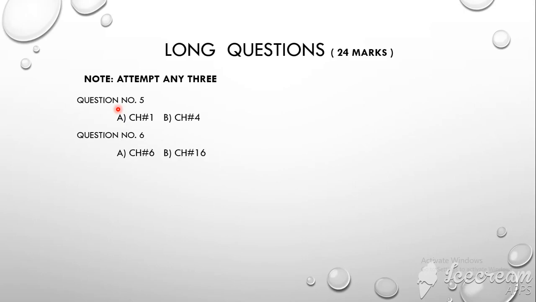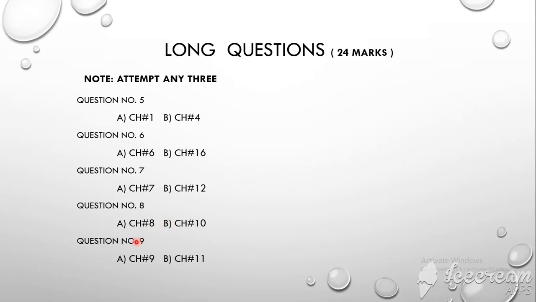Question number 6 has its first part from chapter 6 and second part from chapter 16. Question number 7 has its first part from chapter 7 and second part from chapter 12, while question number 8 has its first part from chapter 8 and second part from chapter 10. Question 9 has its first part from chapter 9 and second part from chapter 11. So you have 5 long questions, out of which you have to attempt 3 in this portion of the paper. So here you have a total of 85 marks.